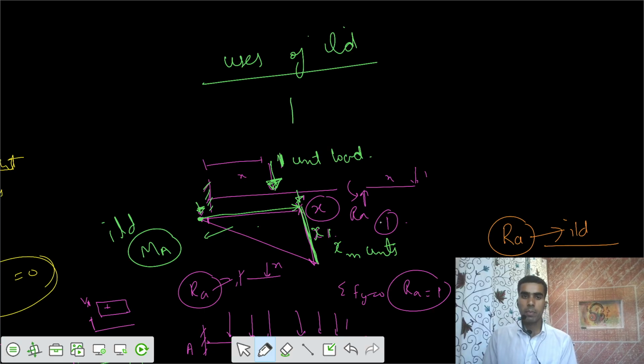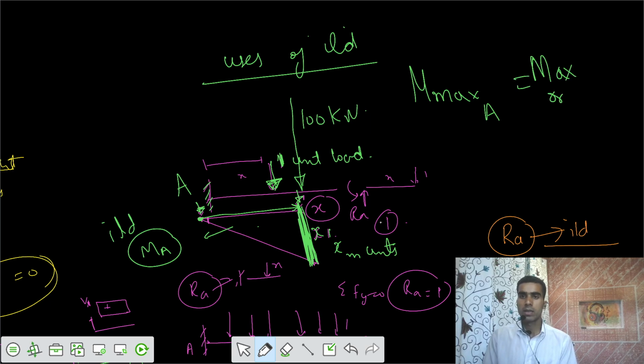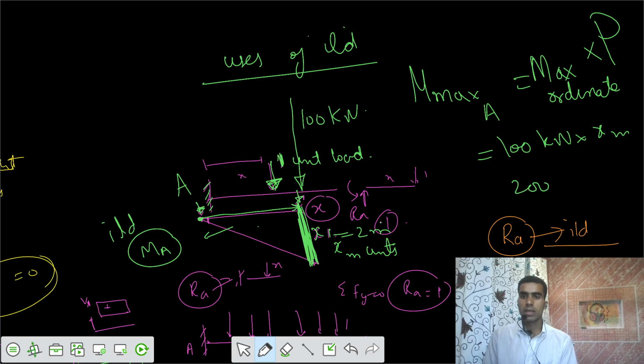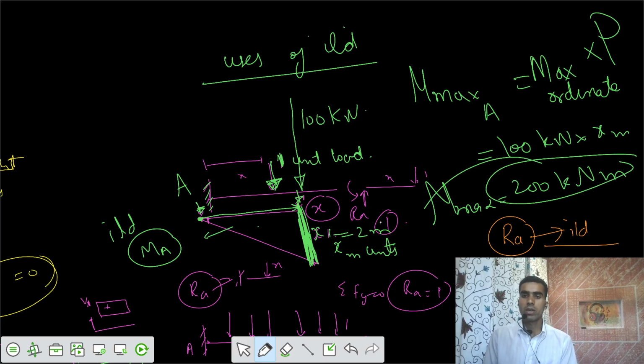Now if you apply a particular load of 100 kilonewton, what is the maximum bending moment we can have at support A? That is the maximum ordinate multiplied by that load P. So I can write 100 kilonewton into the ordinate of x meter. Let's say x is 2 meter. So the maximum moment we can have on this beam is 200 kilonewton meter.